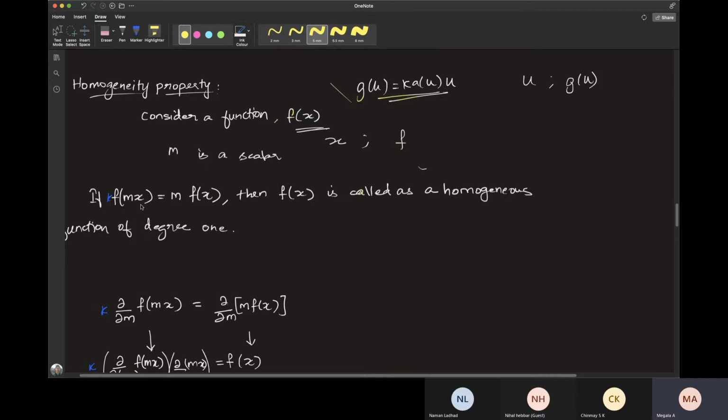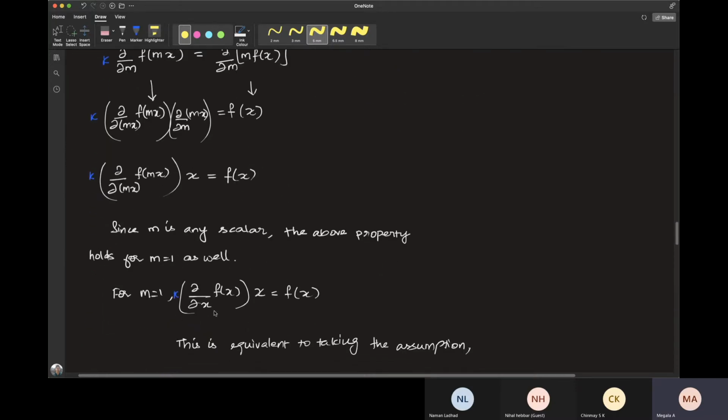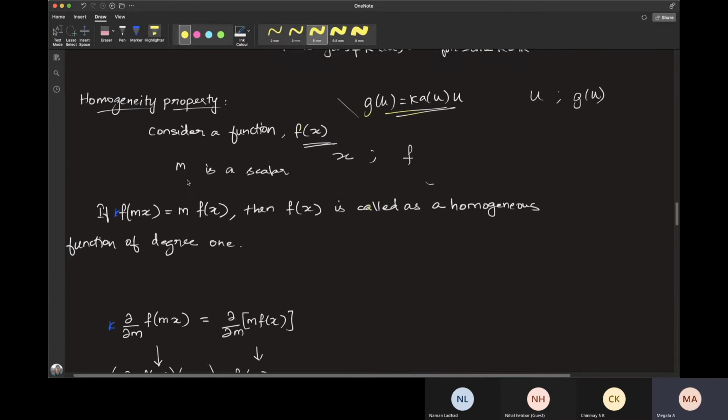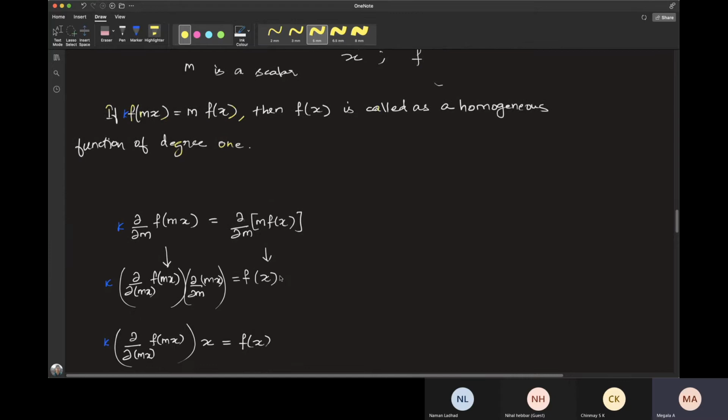Let's just ignore this blue k. Everywhere I have marked a blue k, we'll come back to that later. Let us just consider this white part of the equation alone. Consider some function f of x and some scalar m. Suppose f of mx equals m into f of x, then we call f of x a homogeneous function of degree 1. This is a definition. If this property is satisfied, then f of x is a homogeneous function of degree 1. So what happens if this property is satisfied? That's what we see here.